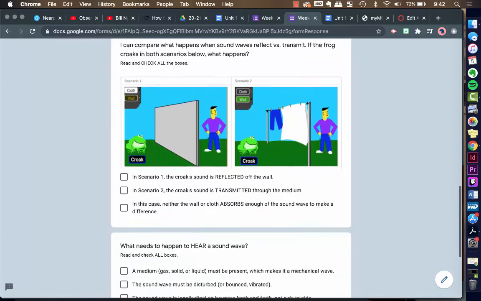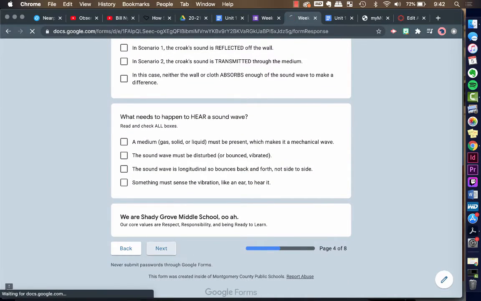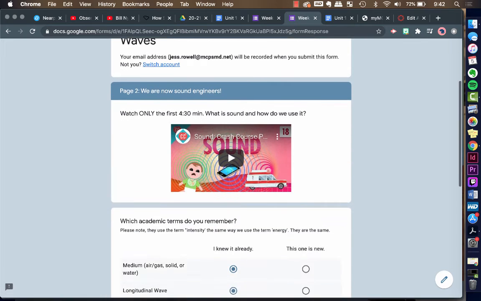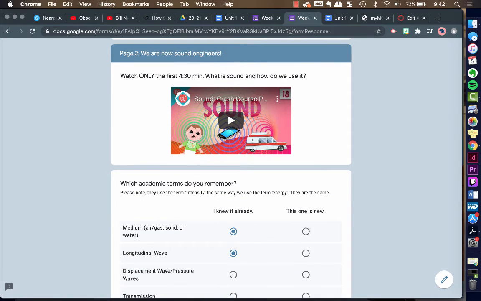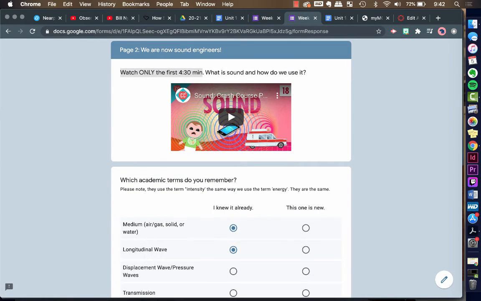Definitely make sure that you understand page 1 before you go to page 2. Page 2 is just a video where we're going to watch the first 4.5 minutes only. Then it gets into some college level stuff after that. And I want you to practice being a sound engineer by using the academic terms or vocabulary that we're practicing this week. Remember, everything we're doing this week is to get ready for next week.